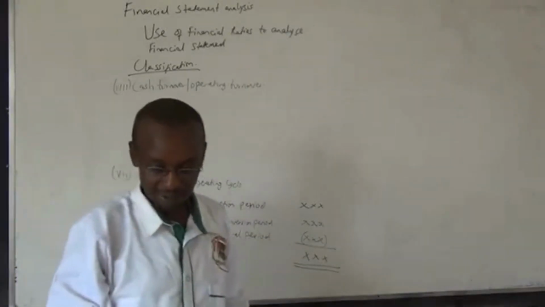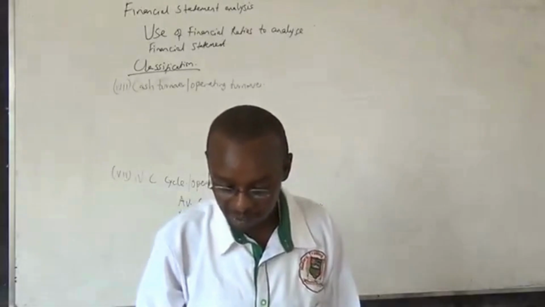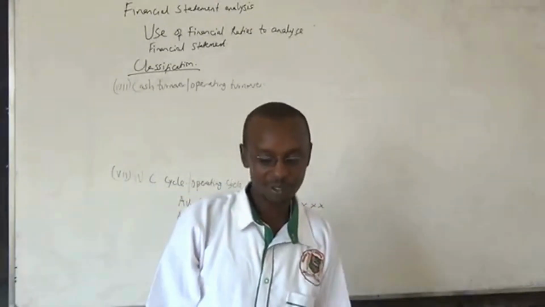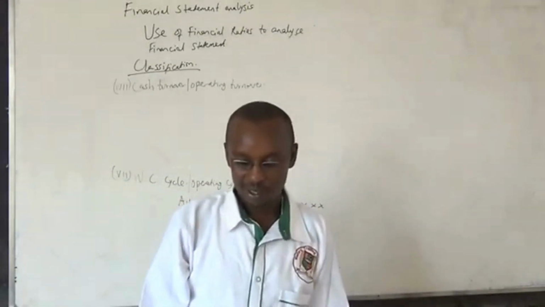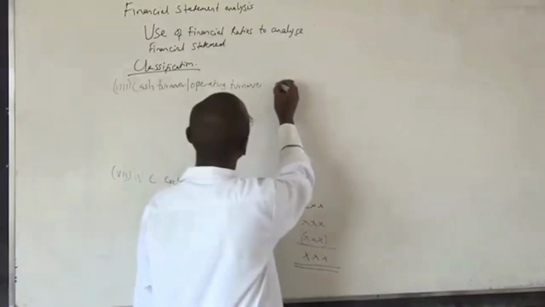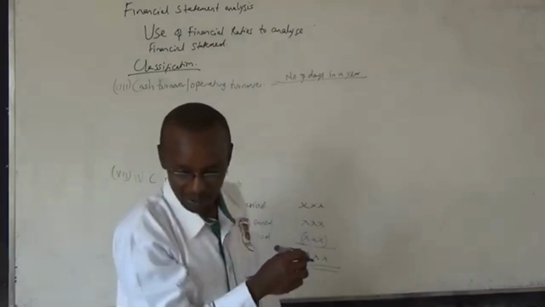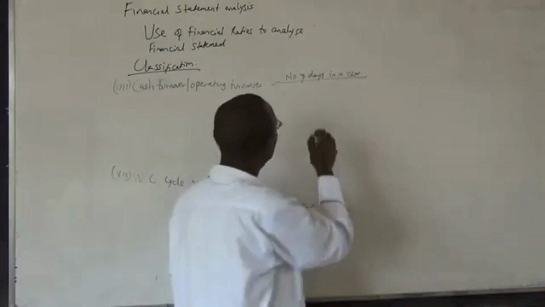So cash turnover or operating turnover. Cash turnover shows the number of times a company needs to replenish its working capital in a year. So cash turnover is equal to the number of days in a year divided by the working capital cycle.